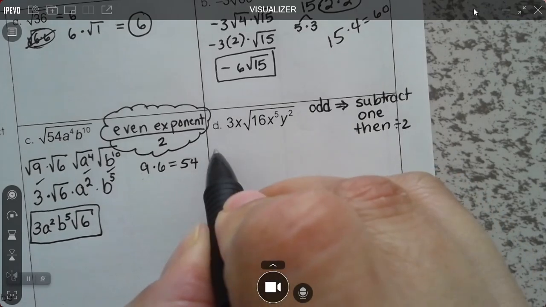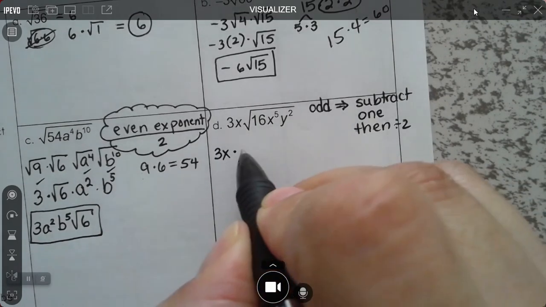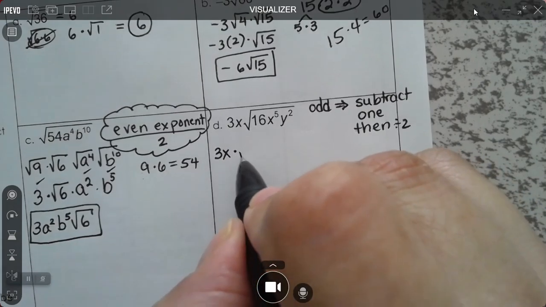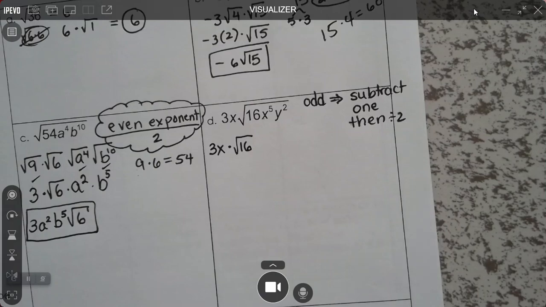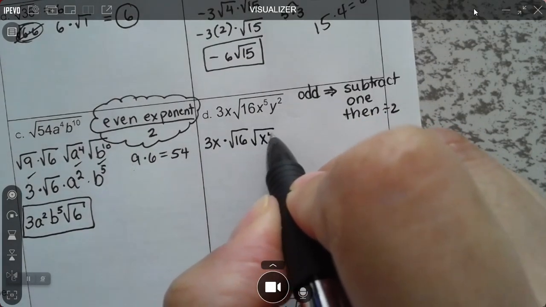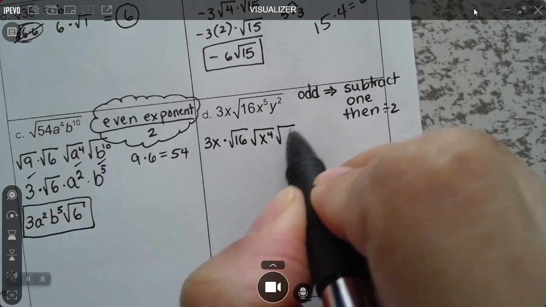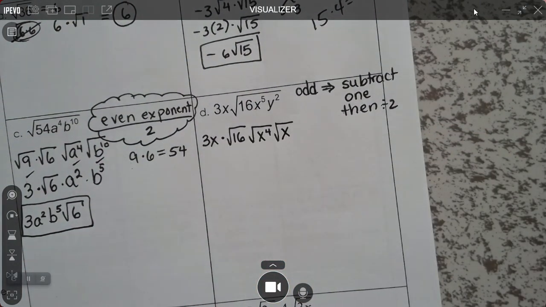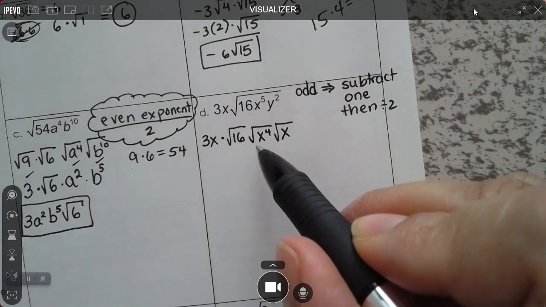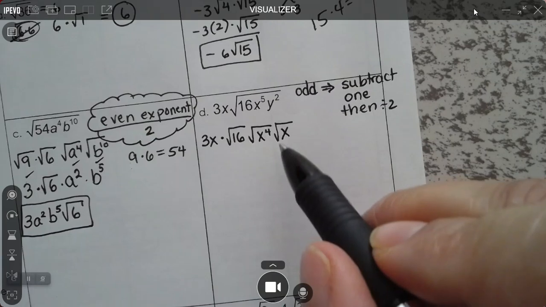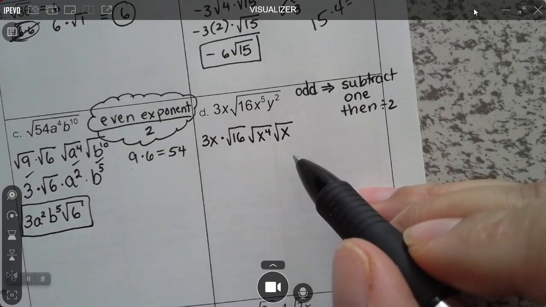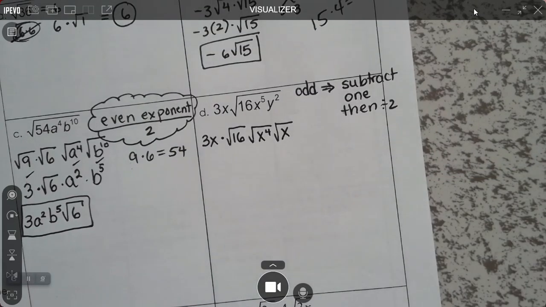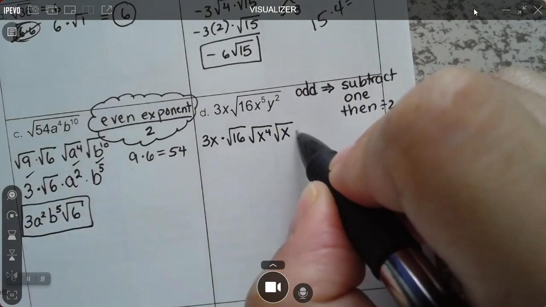This is already outside, so we're going to leave the 3x. Oh, 16 is a perfect square. We don't have to worry about that. But x to the 5th. Y'all see how 5 is odd? Subtract 1, what do you get? So x to the 4th. Hold on, let's just subtract 1. We need 5, right? Subtracting 1 gives us the even exponent, but we have that 1 that we took out, right? Yes or no? Okay, we can just get rid of it. And then y squared is already even.